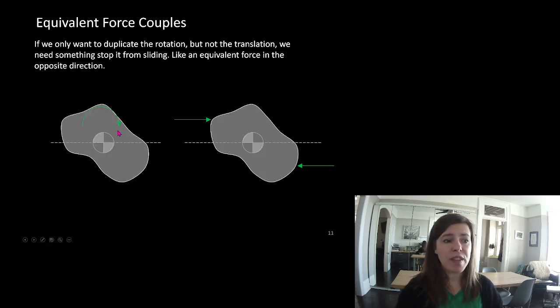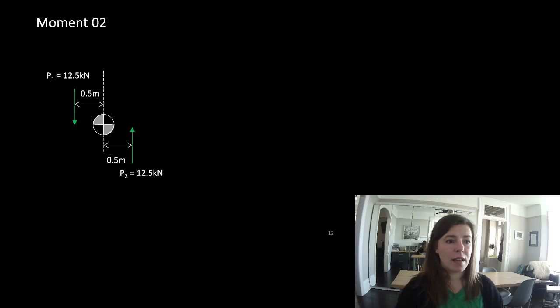Okay, so both of these things are just spinning and not sliding. What happens if we have a force causing our object to spin because it's some distance away from the centroid, and some force causing it to spin some distance away from the centroid? We should be able to see what's happening here.